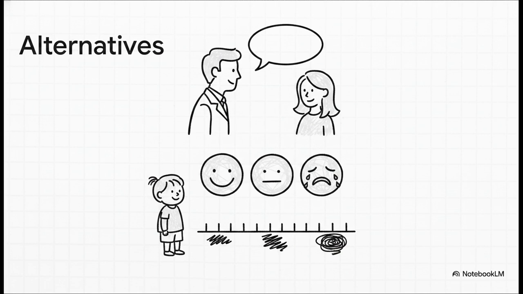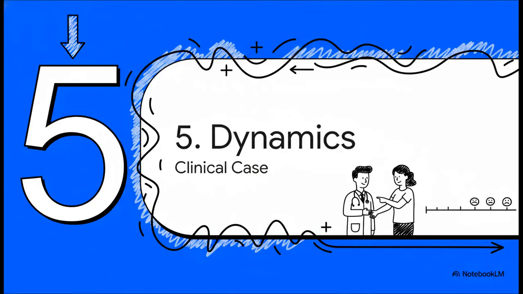And finally, the Graphic Rating Scale, or GRS. This is essentially the VAS, but with words like mild or severe printed along the line. It helps orient the patient, but keep in mind it does slightly lower that strict mathematical precision. Let's move on and see how this builds in the real world.